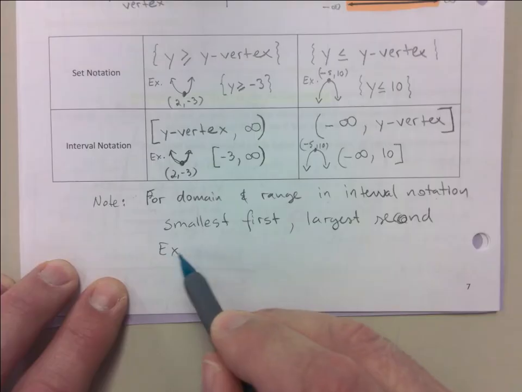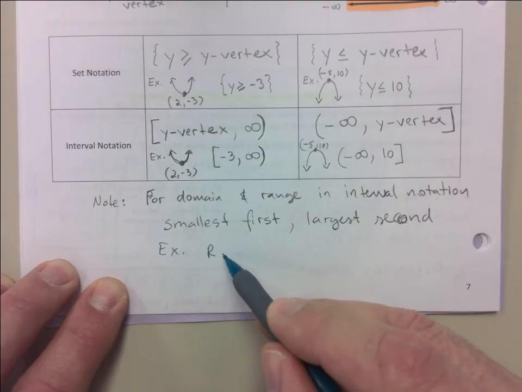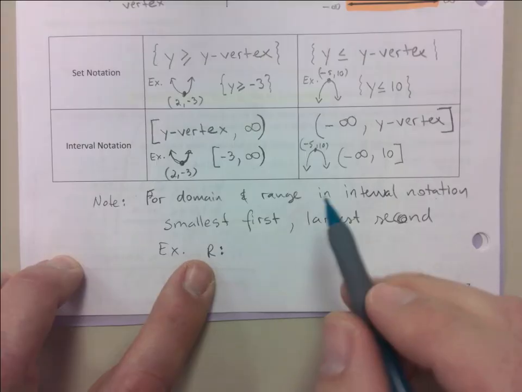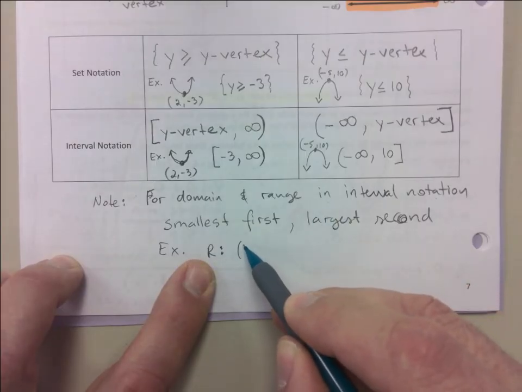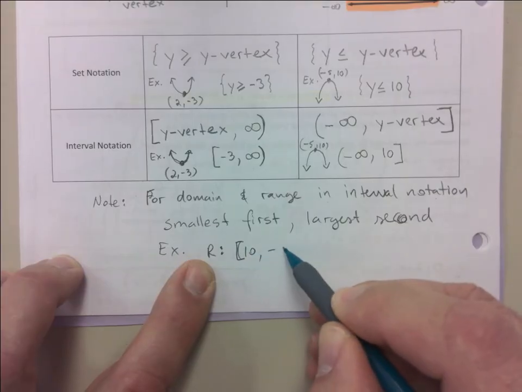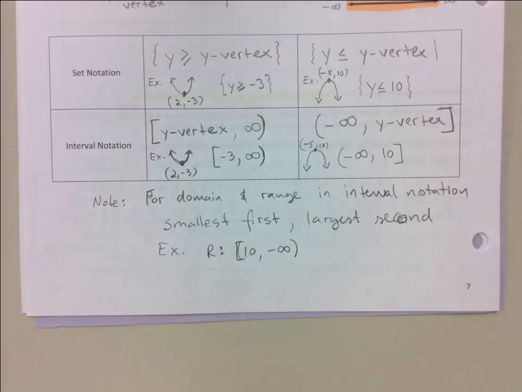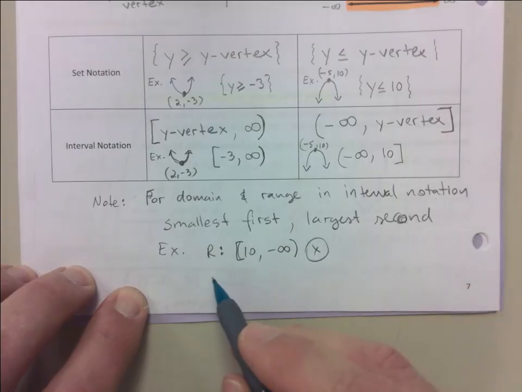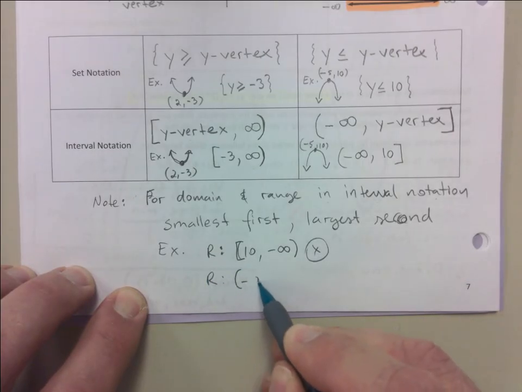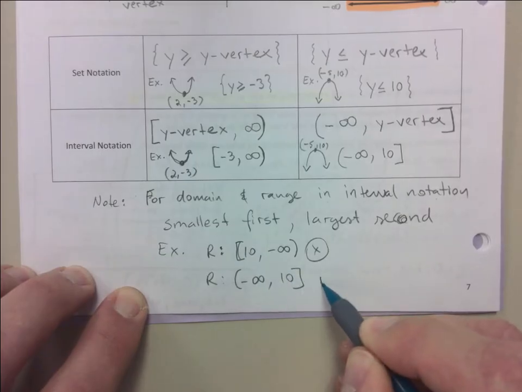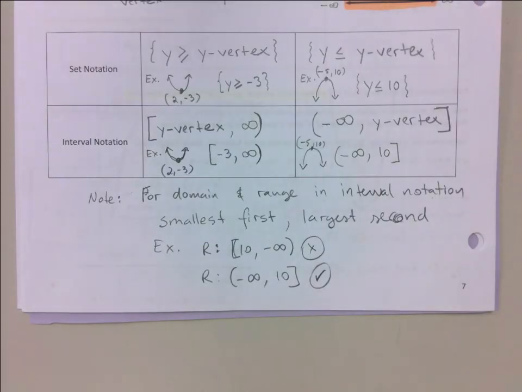So example, let's say you put the range and you want to state what the range is. Usually go R and then state it. So let's say you do this one: 10, negative infinity. What's wrong with that? Which one is the smallest of the two? Negative infinity. So this is wrong. Okay? So this is what you should be doing: negative infinity to 10, like that. That is correct. Okay? So that's what I'm trying to say there. A number gets a square bracket. Infinity gets a round bracket.